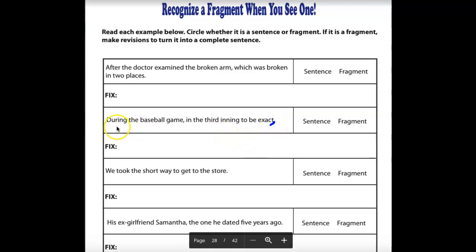Okay, comma, Robert hit a home run. Okay, so that was actually a fragment. So you can see that even though it's long and it has several words, it doesn't make it a sentence unless it's a complete thought. Oh, oops, I can't spell home run. R-U-N. Sorry about that.